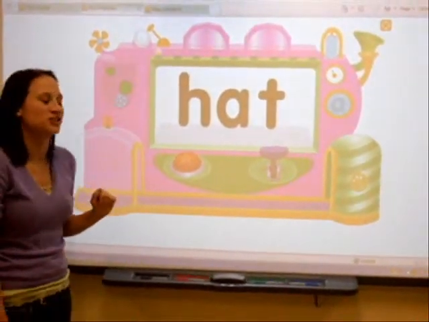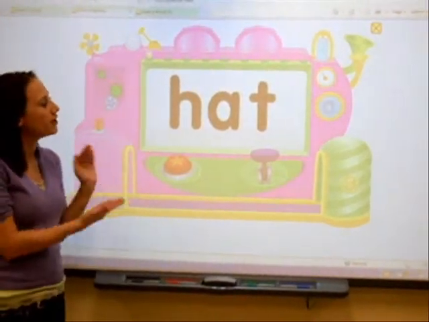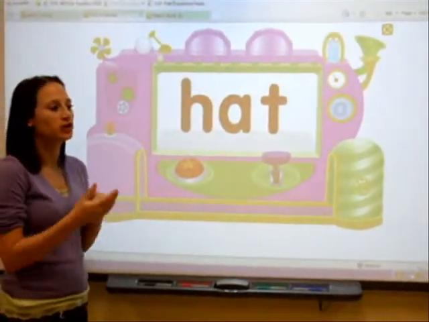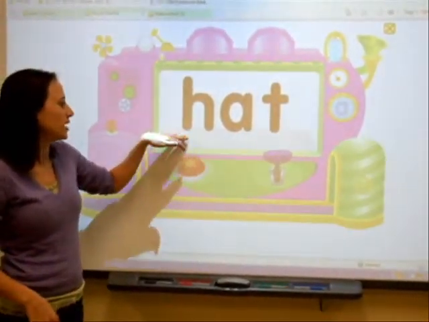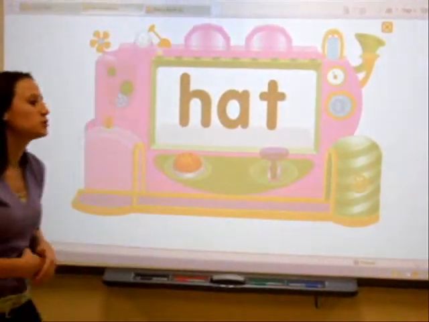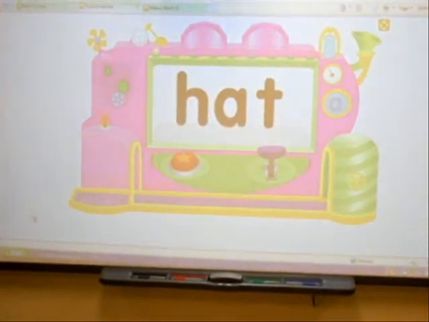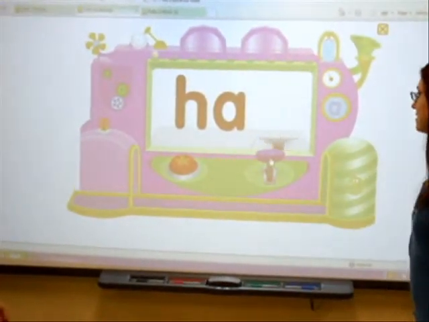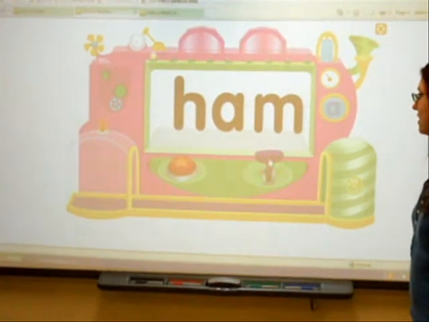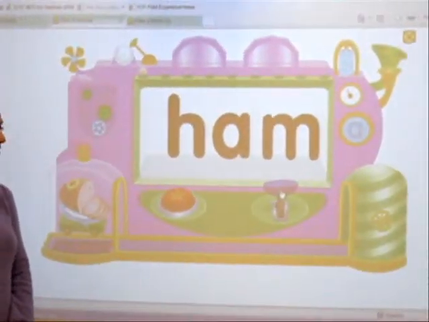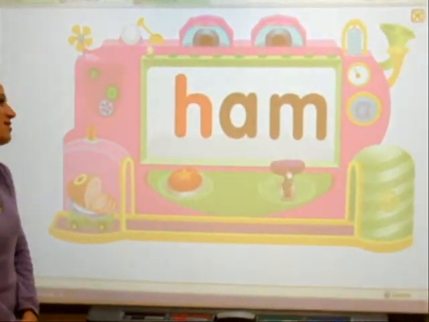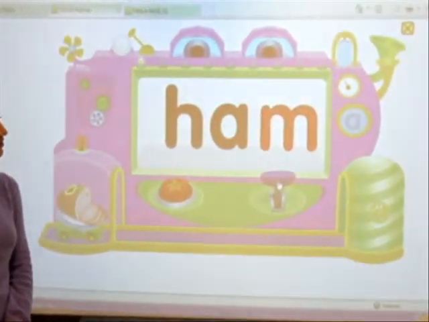This is a word machine, and this shows the children that by changing one letter in the word, you can get a totally different word. So the children have a choice to take away the H or the T. Crystal, would you like to pick which letter we get rid of? T. So we're substituting that with an M. Do you have any idea what that's going to be? Ham.